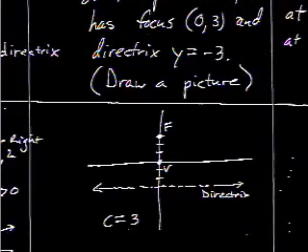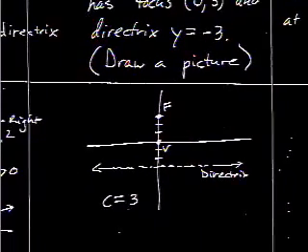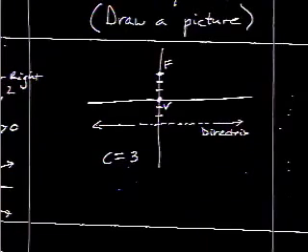So let me go back to that example. We've drawn our picture, we've identified what C is. C is equal to 3.